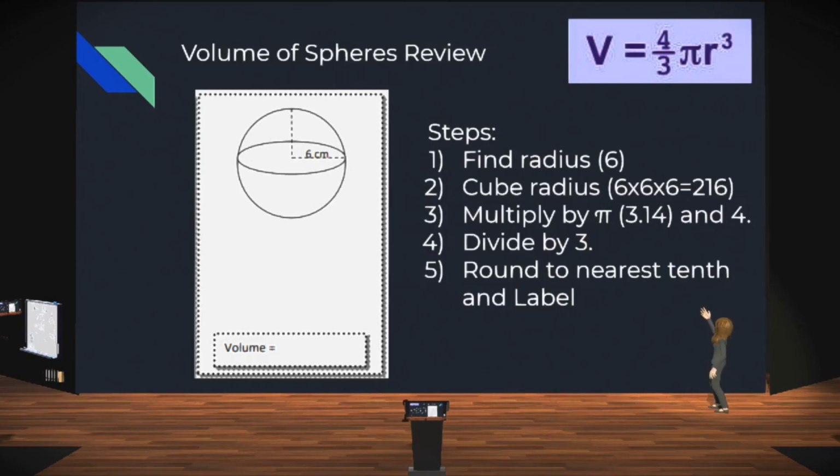Now we are going to multiply by pi, which is 3.14, and then multiply by 4. Remember, it doesn't matter the order that you do those two. You can mix that up. Same with division, right? We can mix all of these up. Just get used to the pattern that you do. All right, next, divide by 3. And here we are going to round to the nearest tenth.